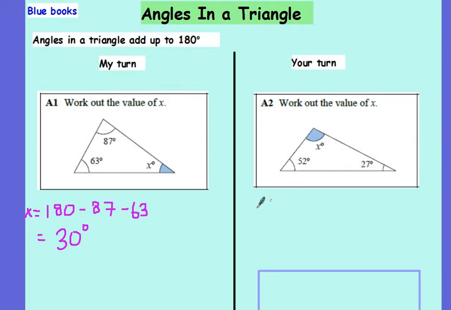So angles in a triangle add up to 180 degrees. So my x this time is going to be equal to 180. Take away my other two angles, so take away 52 and take away 27. 180 take away 52 take away 27 gives me what, Elliot? 101. Fantastic.